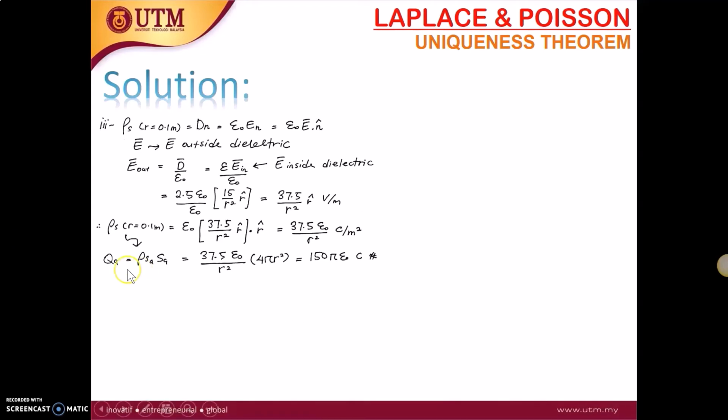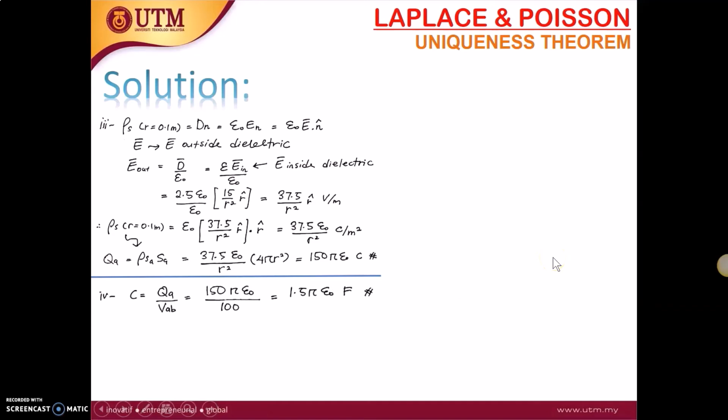So the charge at R equal to A, QA equal to rho SA times SA. The S here is the surface using the spherical coordinate, which is 4 pi r square. So we can cancel out the r component, and later on you got QA equal to 150 pi epsilon naught coulomb.